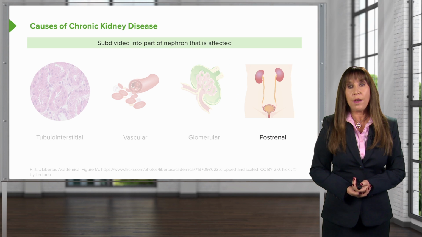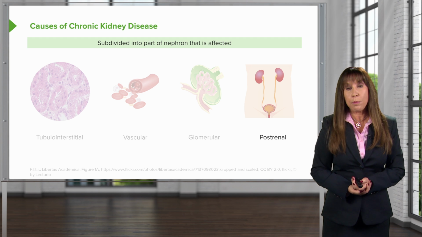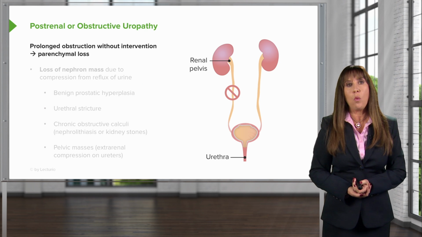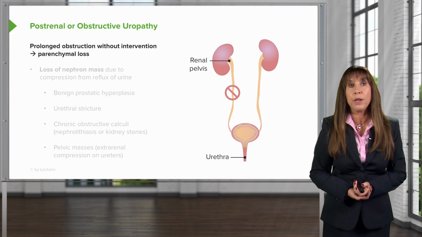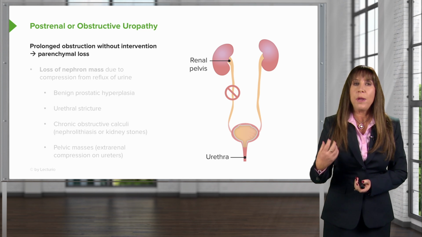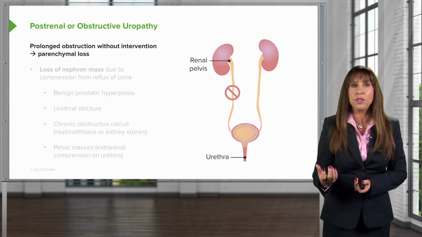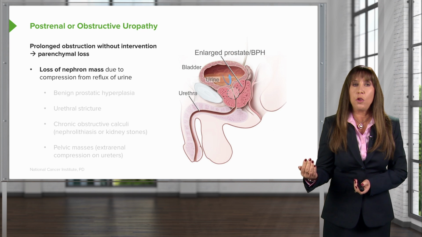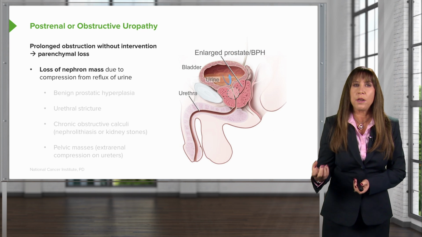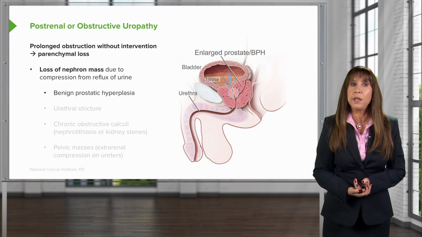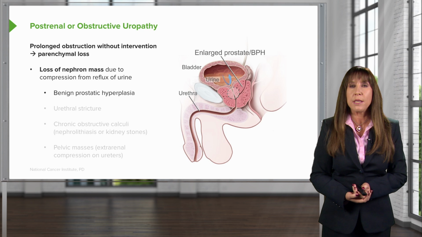Okay, moving on to the last portion, which is the post-renal portion. We talked a little bit about this before in our AKI lecture, but this really occurs when there's prolonged obstruction of urine, anywhere from the renal pelvis to the urethra. When we have prolonged obstruction without intervention, we can end up with parenchymal loss in the kidney. So you end up losing nephron mass because of that compression or reflux of urine back into the renal pelvis. These are going to include conditions like benign prostatic hyperplasia.